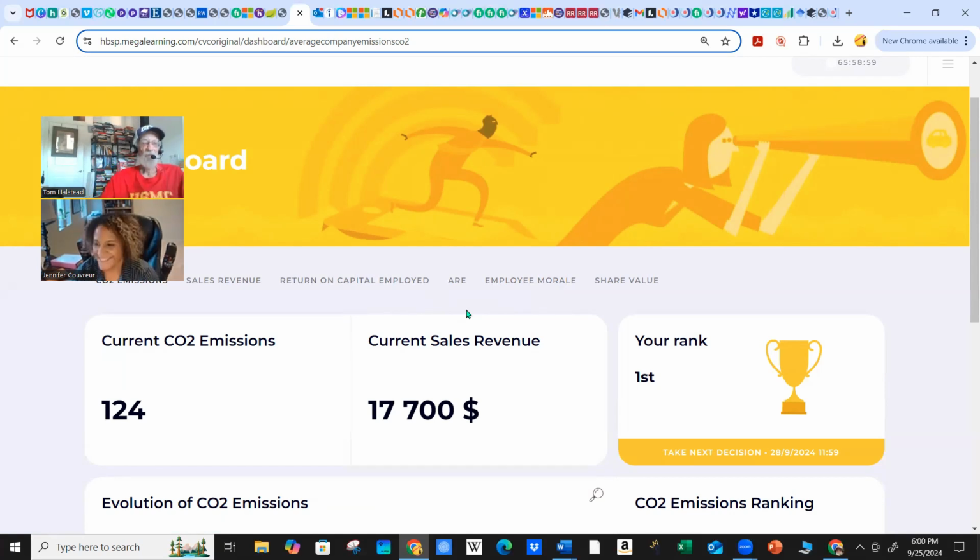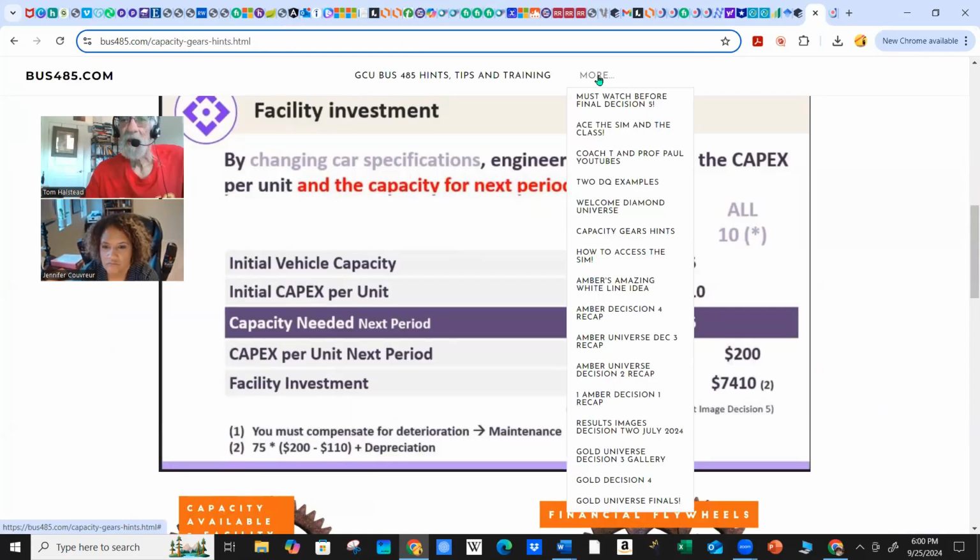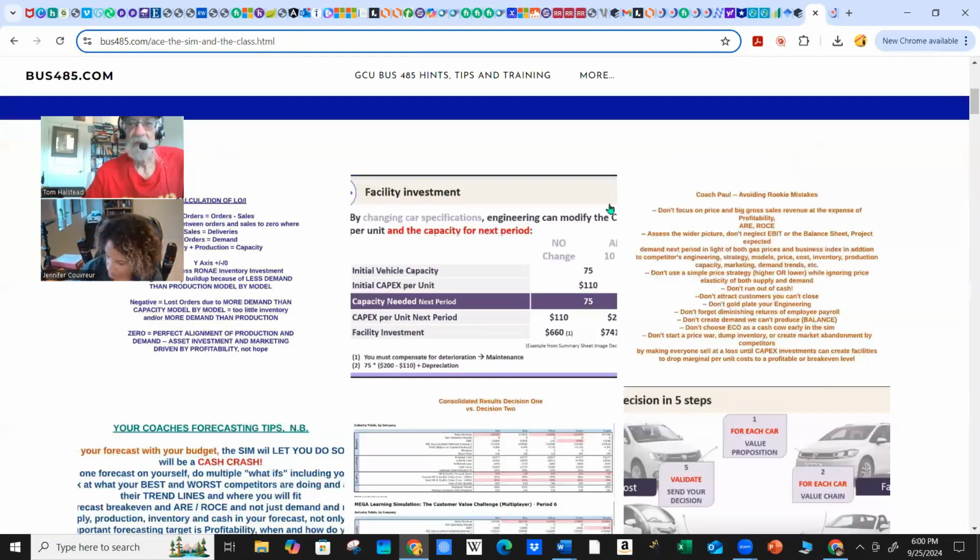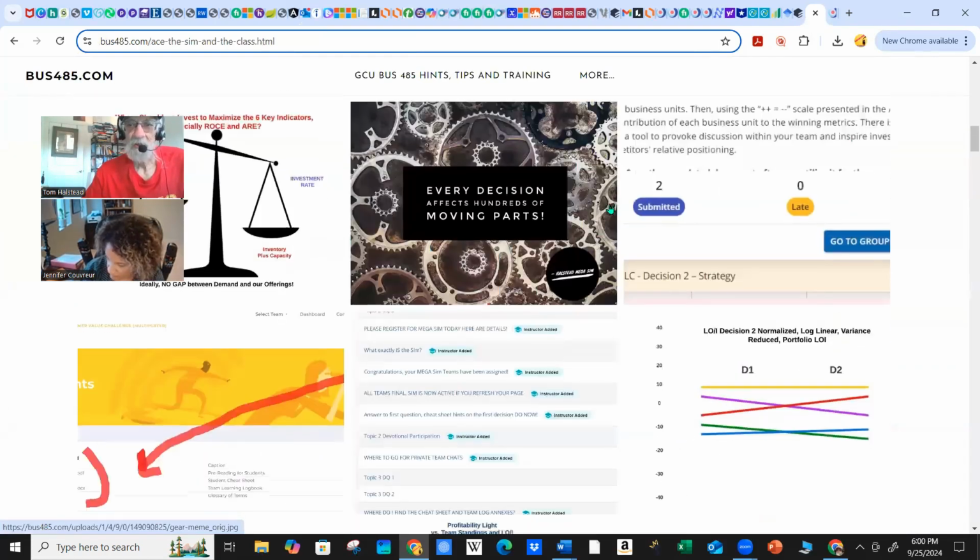But the hard part, where you've got to do a lot of finance and number crunching and looking at the accounting, is really looking at your ratios of production. And I guess I could just show you, let's see, how to ace the sim. That has a lot of slides in it, but I don't know if I have an LOI in here.